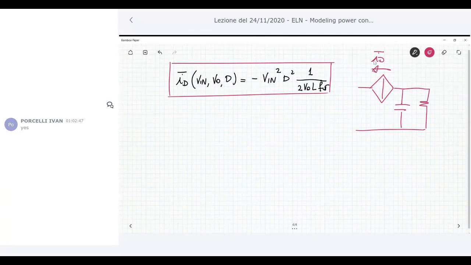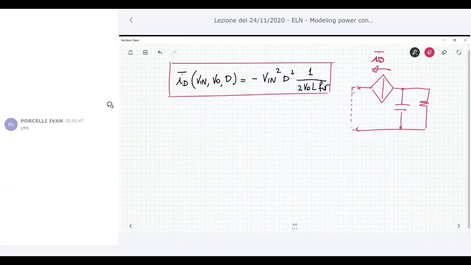I just found an expression for this current, and I was able to derive this expression in order to make evident the dependencies of this average current from V in, V naught, and duty cycle. But you have to think about that. Talking about the average of this quantity means that you are averaging all the other characteristics. Okay. For example, you can say that the average voltage across the inductance in this circuit is null.